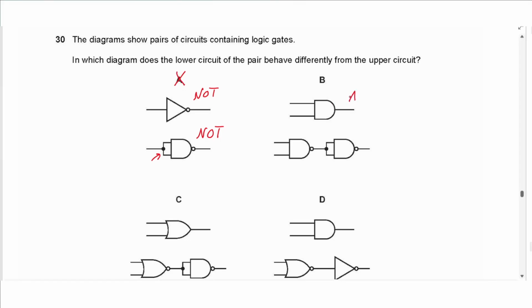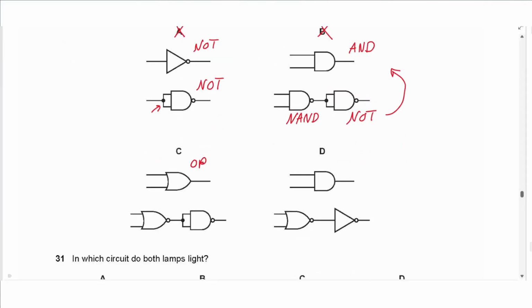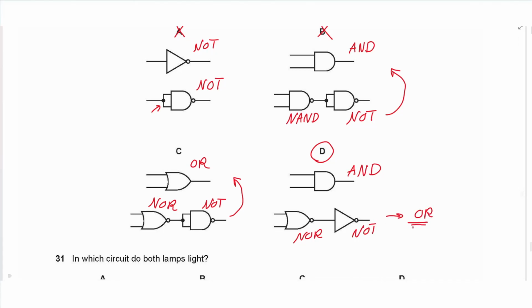And here we have an AND gate, and then we have a NAND gate connected to a NOT gate, which will be converted to AND, so it's not B. For C, we have an OR gate, a NOR gate connected to a NOT gate, so it will be reverted to an OR gate again. So the choice is D here, because we have an AND gate, and we have a NOR gate with a NOT gate. That will create an OR gate, not an AND gate, so we choose D.